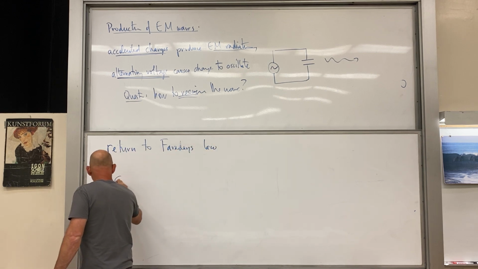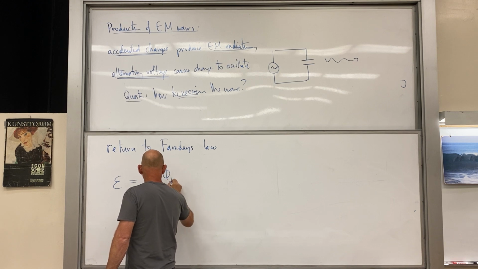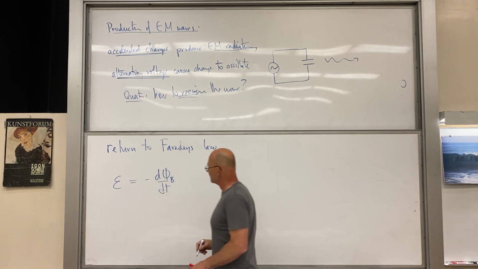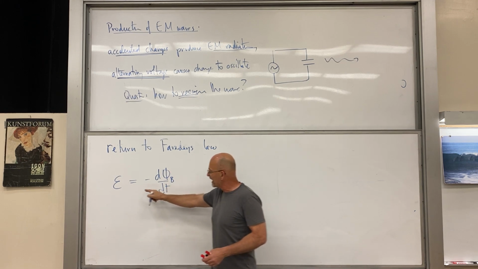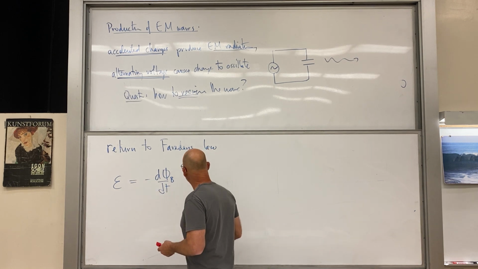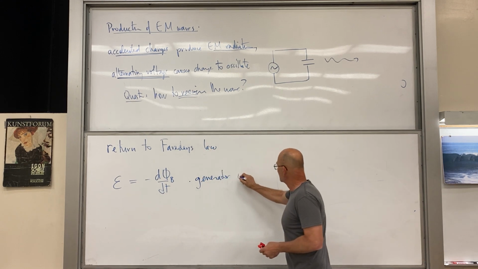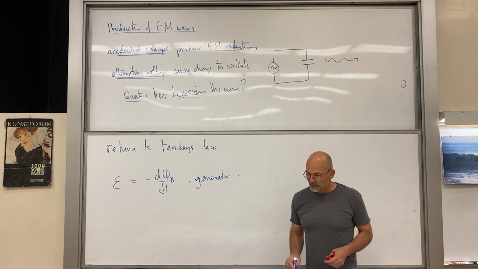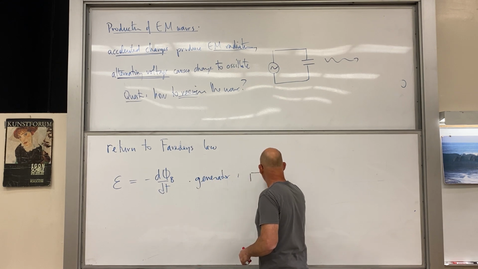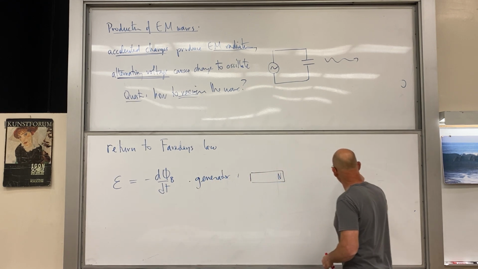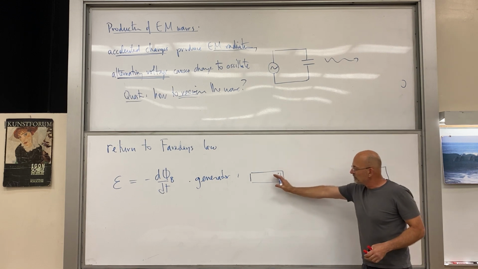So returning to Faraday's law, we have this EMF, this voltage, equal to minus d magnetic flux with respect to time. So if we can get a magnetic flux to change sign periodically, then we're going to have a voltage that changes sign periodically. So the generator is going to look like this. Let's put a magnet with a north pole here, another one with a south pole here. This is just to motivate a uniform magnetic field.